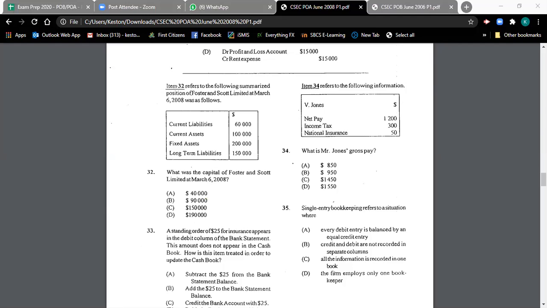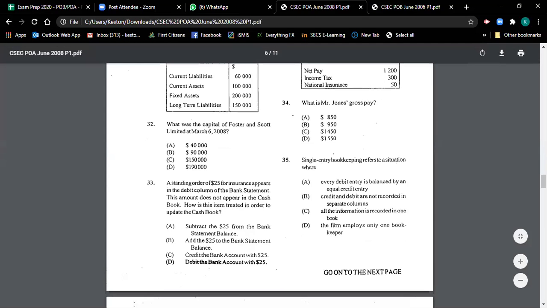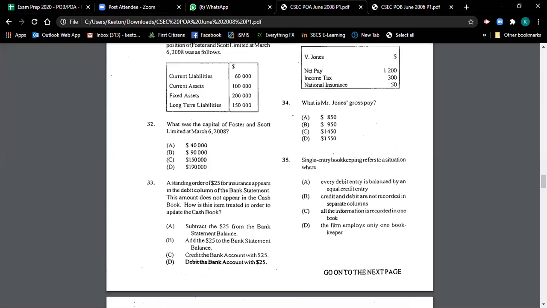33, a standing order of $25 for insurance appears in the debit column of the bank statement. This amount does not appear in the cash book. How is this item treated in order to update the cash book? What are we going to do? Correct. Because C, Ariana has credited the bank account with 25. Yep, that's it. Anybody else have that too?